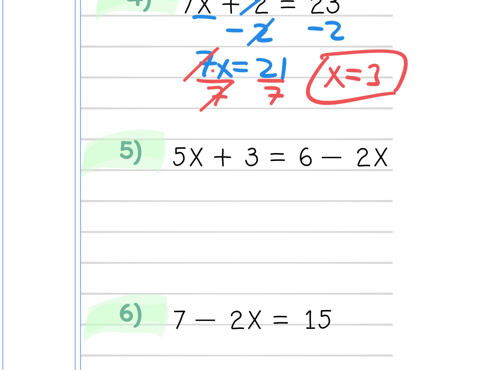Same thing here for number 5. I want the x's on one side and the constants on the other. Again, I like the x's on the left-hand side of the equation, so we can start by adding 2x on both sides. Then negative 2x plus 2x cancels, and 5x plus 2x is 7x. And then just bring everything else down.